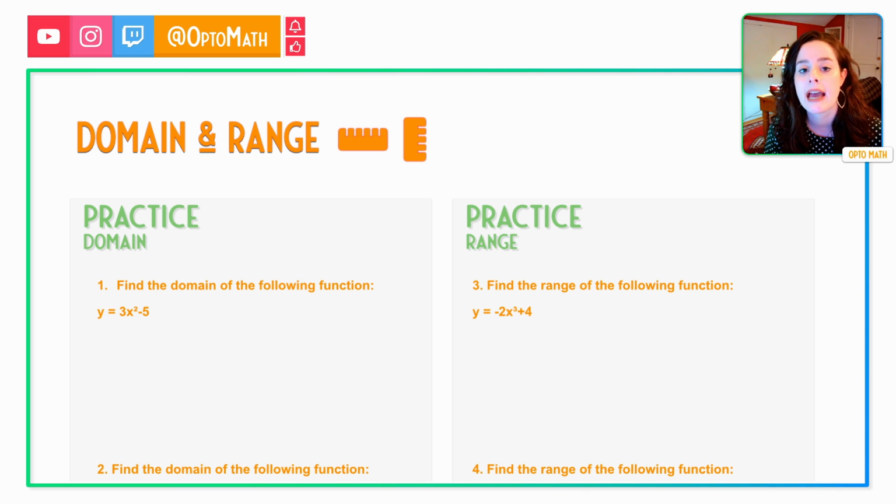Let's take a look at some domain practice with number 1. It says find the domain of the following function, and we are given the equation y equals 3x squared minus 5. Okay, so this is a quadratic. That's the function family, and we know that because 2 is the highest exponent.